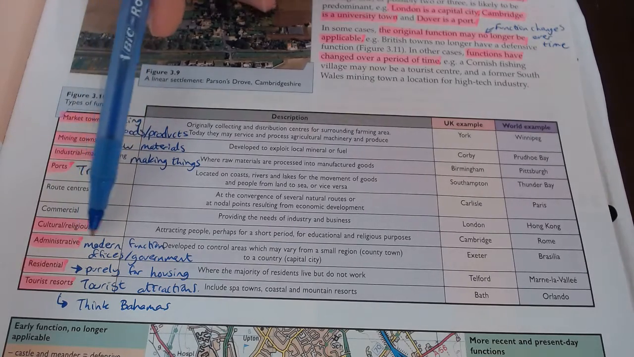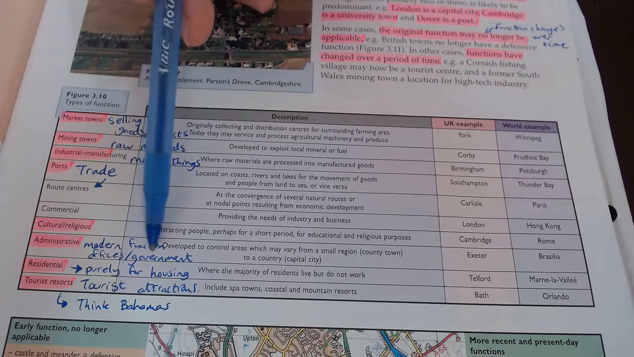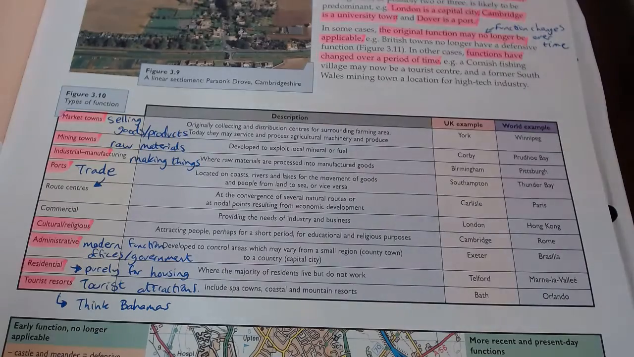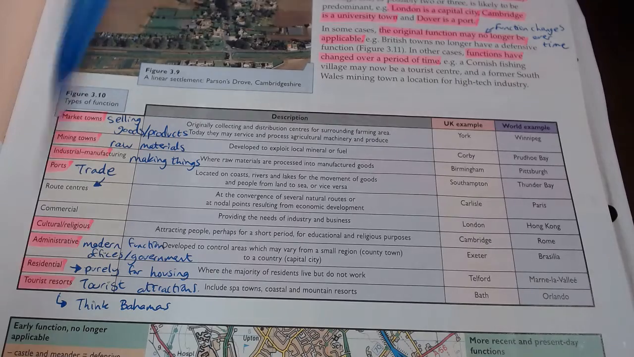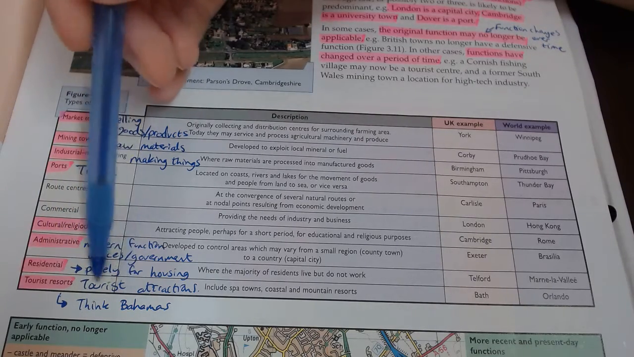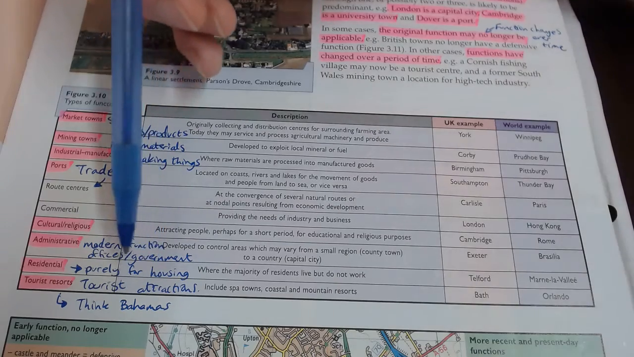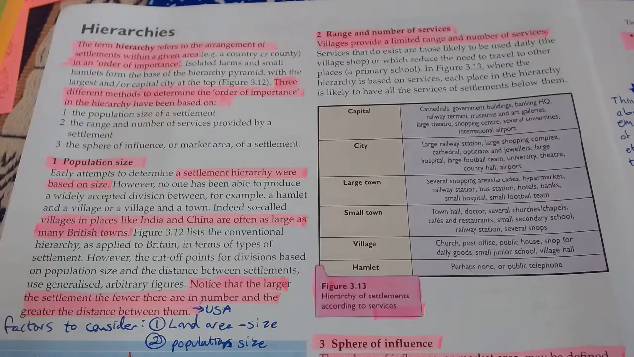Okay, administrative, I said, is a modern function, offices and government. Residential, some settlements are purely residential. So people just live there, they wake up and they all leave to work somewhere else. All right. And then a tourist resort, again, think Bahamas, mainly just tourist attractions. All right. So on to the next page.